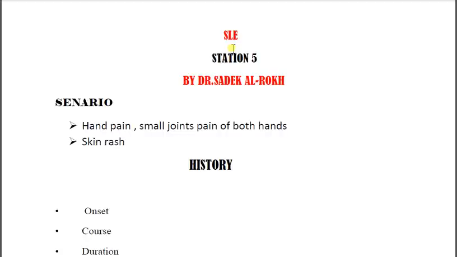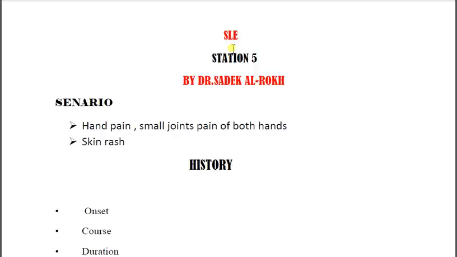SLE can be presented in the scenario of a patient complaining of small joint pain of both hands, or may be presented as a case of skin rash. This patient is complaining of a skin rash. So your approach would be different according to the scenario. If the scenario is small joint pain of both hands, the analysis of the complaint would be different. If the complaint is skin rash, the analysis of the complaint would be different.